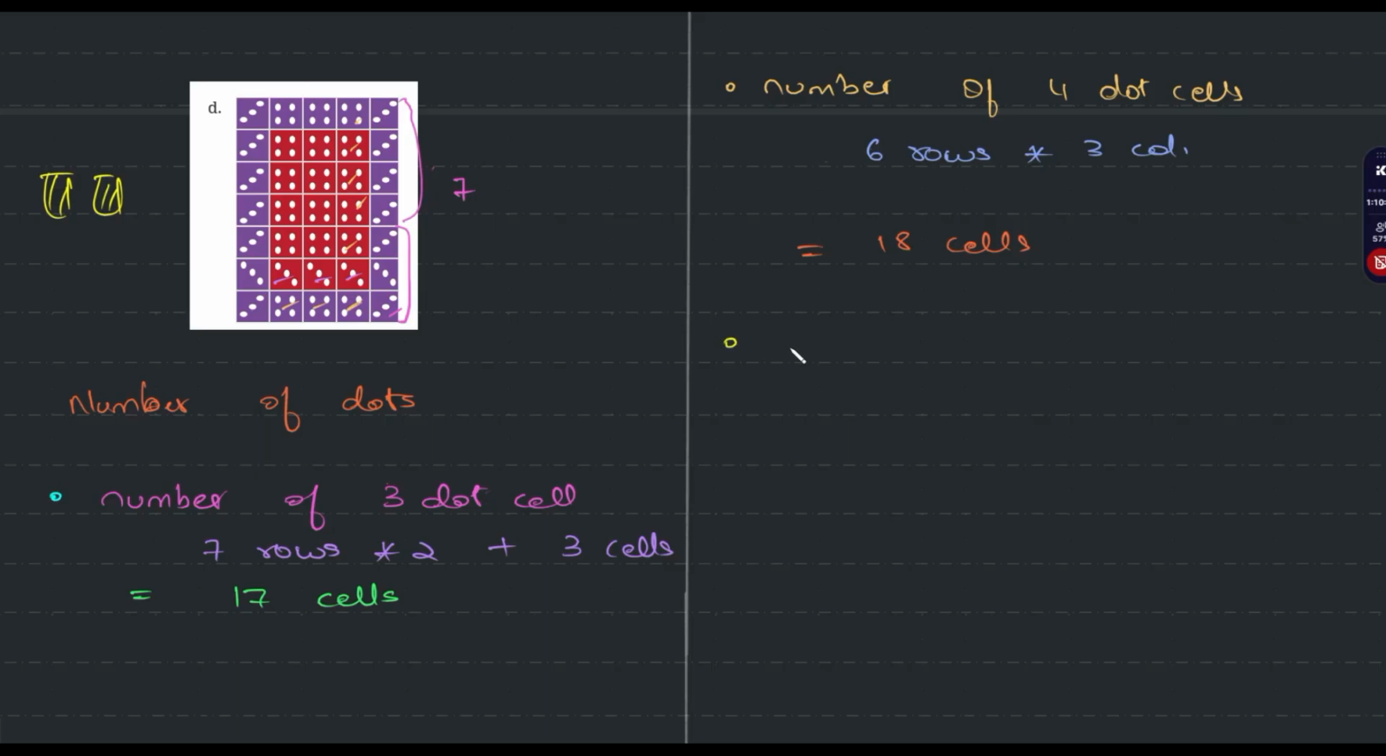And finally, what do we have? The number of dots is equal to 17 cells into 3 dots plus 18 cells into 4 dots. Okay, and we have the answer. That's our answer.